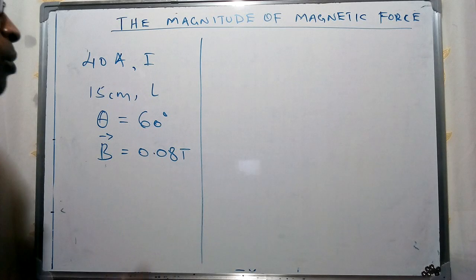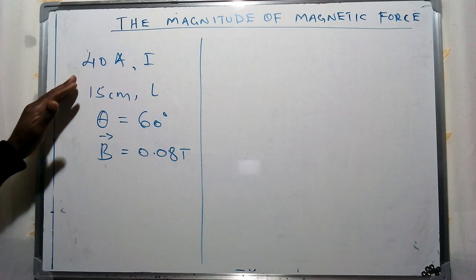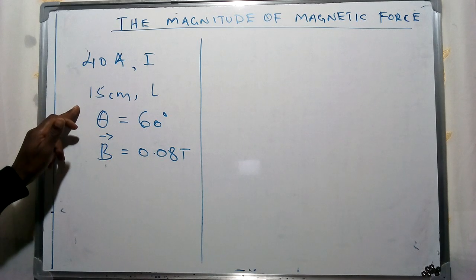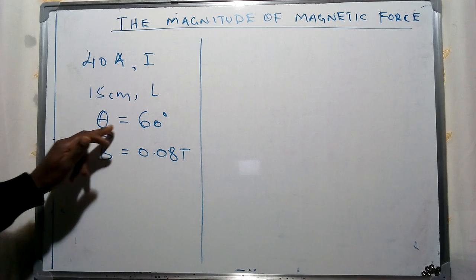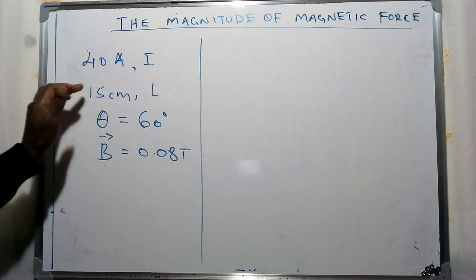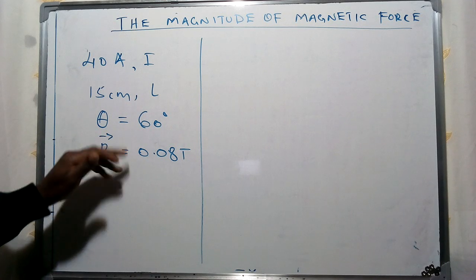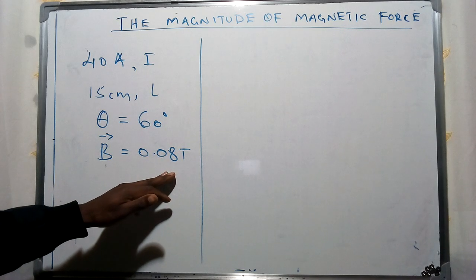So in this case, I'm going to read it again so that we are all on par. The wire carrying a current of 40 amperes has a length of 15 centimeters between the poles of a magnet at an angle of 60 degrees. So this is the length of the wire, and this is the angle of interaction. The magnetic field is uniform at 0.08 Tesla. Calculate the magnitude of the force in the wire.